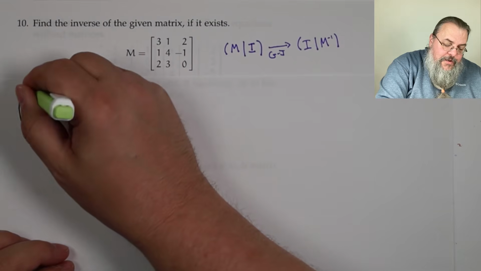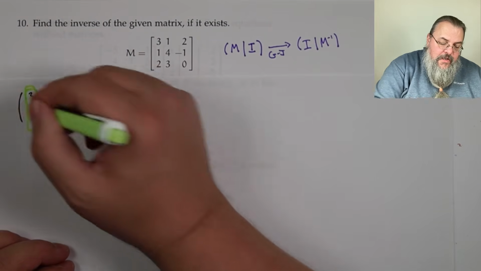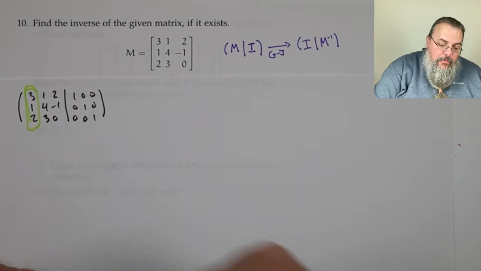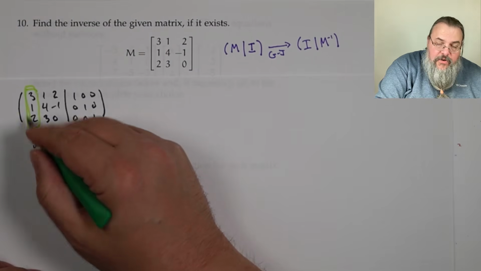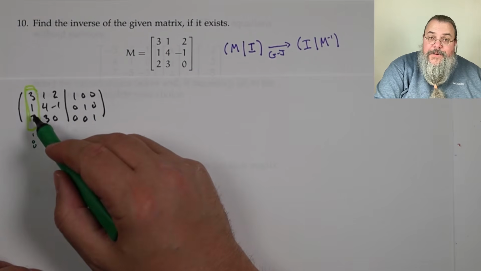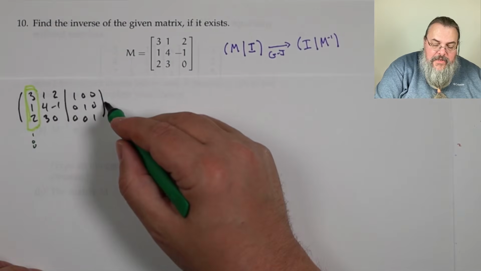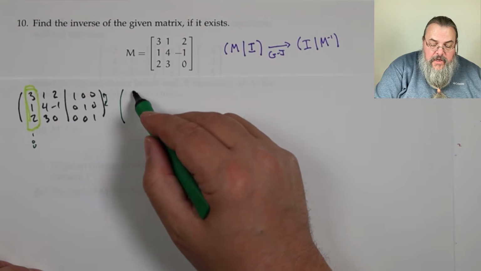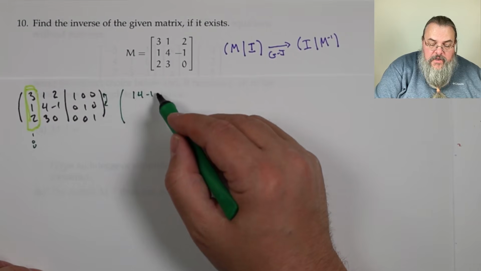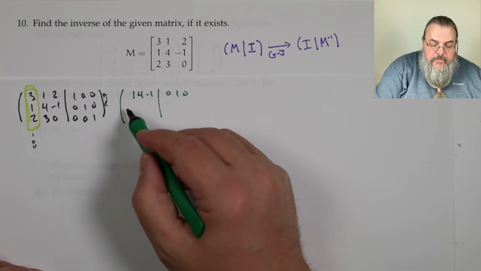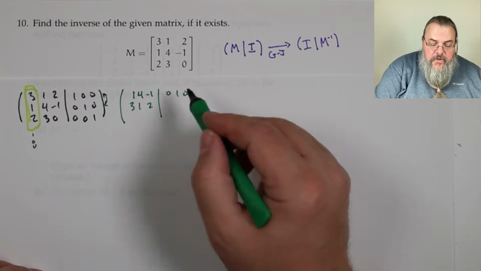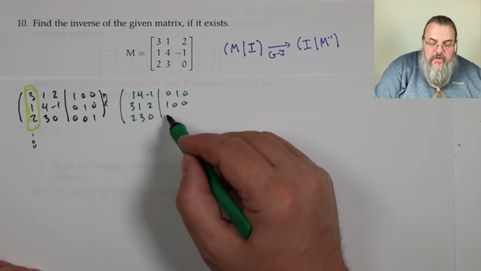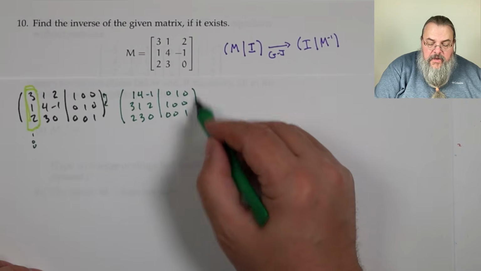So I want to start with the first column. And I say, well, I want this. My goal is to make this a 1, 0, 0. This is our secret goal for this column. You say, well, we already got a 1 there. Great, let's take advantage of that. We'll do a quick swap. So I'm going to swap the first and the second row. And so that's 1, 4, minus 1, 0, 1, 0, 3, 1, 2, 1, 0, 0, and 2, 3, 0, 0, 0, 1.